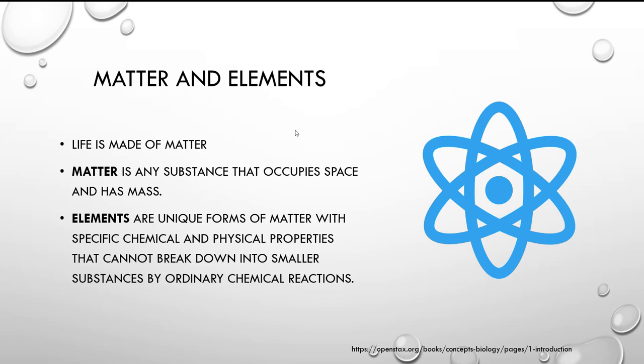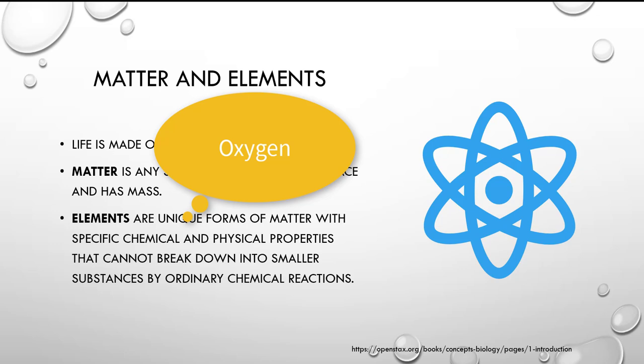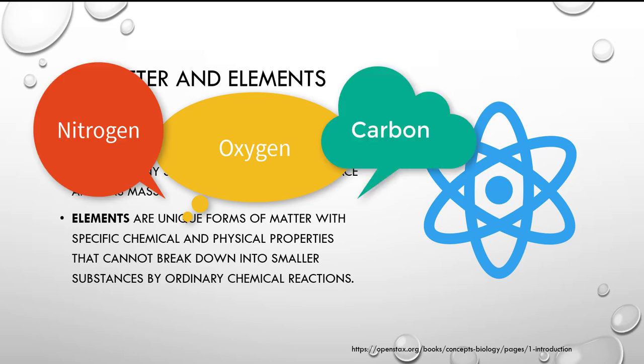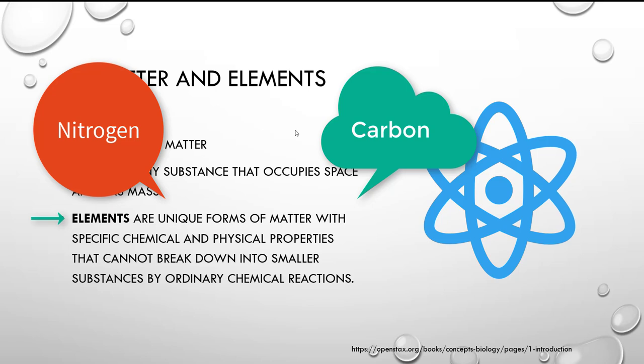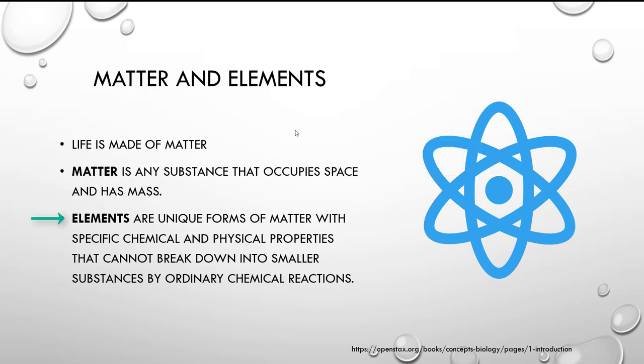And all of that actually has mass to it. So even the air that we breathe is made of matter. Anything that occupies space and has mass is made of matter. And then I keep throwing out those terms: oxygen, nitrogen, carbon, all of that, those are elements. So what are elements? They're just unique forms of matter with specific chemical and physical properties that cannot be broken down into smaller substances by ordinary chemical reactions.